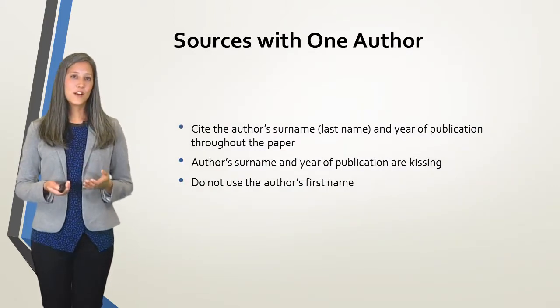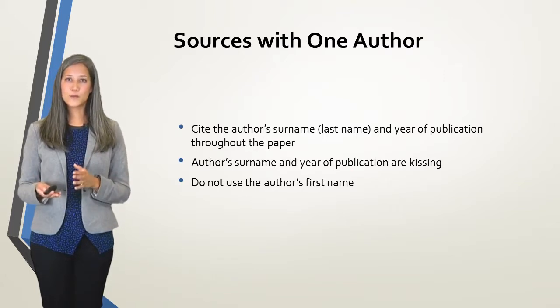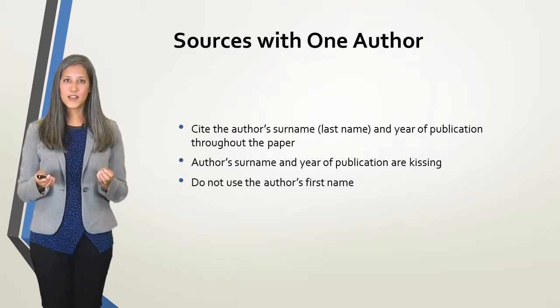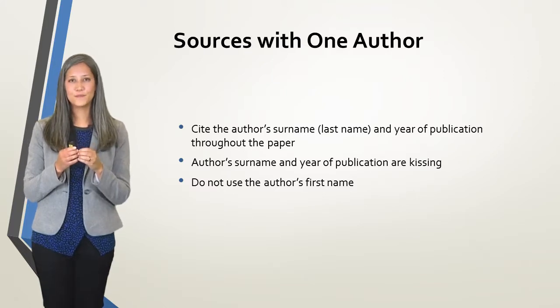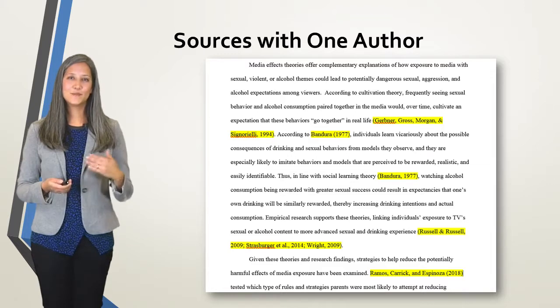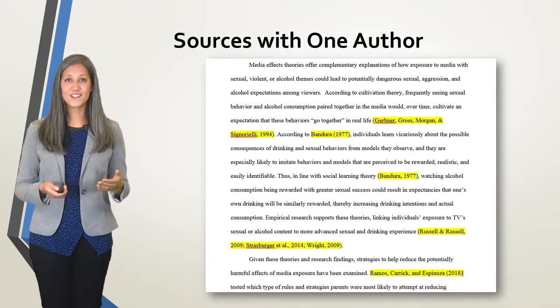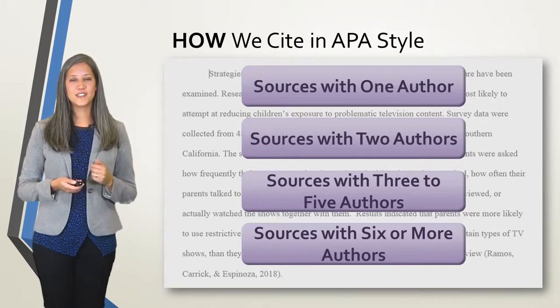When a source has one author, you cite the author by last name and date throughout the paper. The author and the date are kissing. Do not ever use the author's first name. Here's an example of a paragraph that has multiple citations to a single authored study. Click on the button below to see the different citation styles.